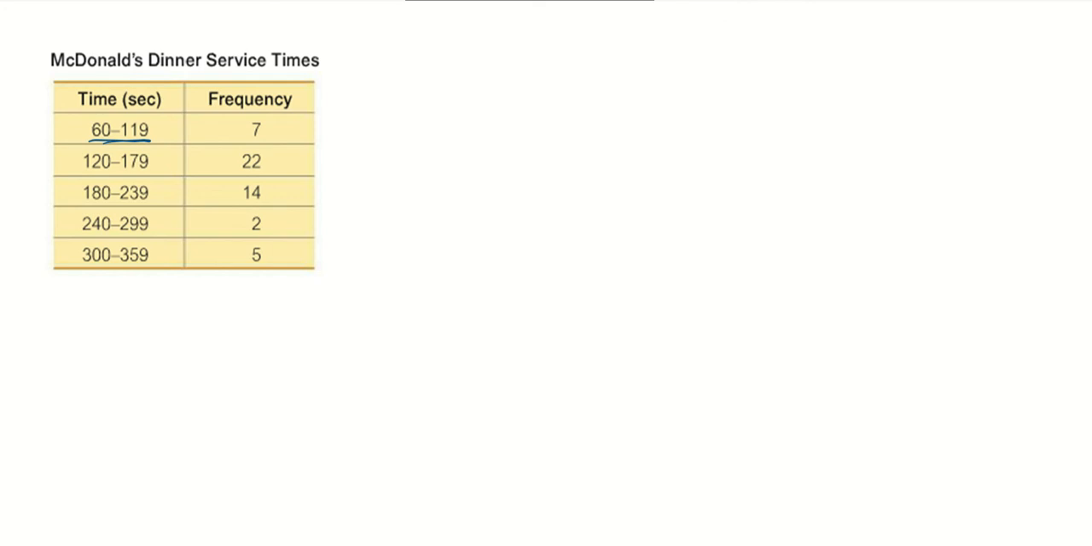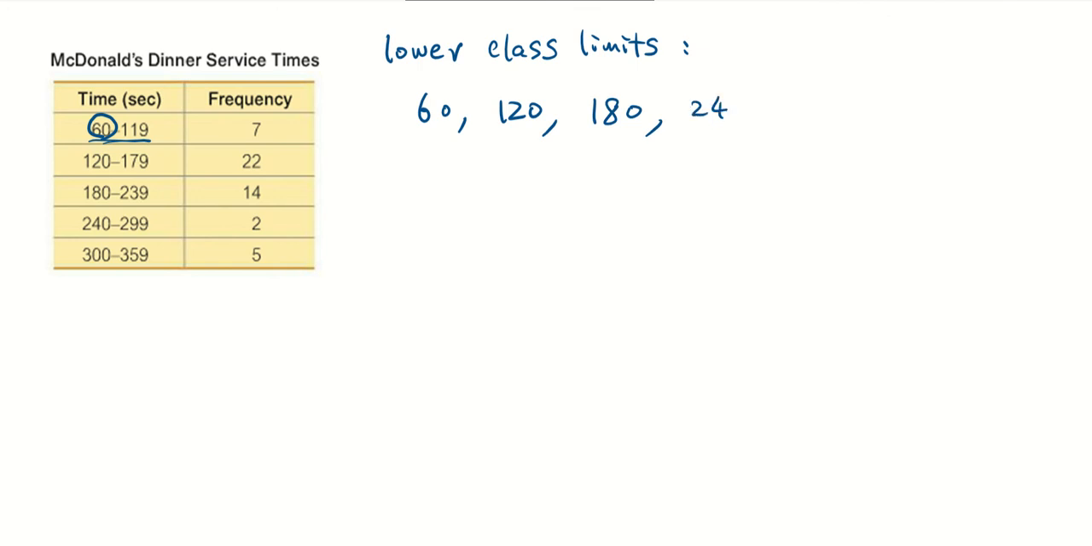First, I want to talk about what is called the lower class limit. So what is a lower class limit? For each class, the smallest number is the lower class limit. So what are the lower class limits for this distribution table? For the first class, it will be 60. Right? That's the smallest number for that class. And for the second class, the lower class limit is 120. And so on. The next classes, 180, 240, 300. So those are the lower class limits.